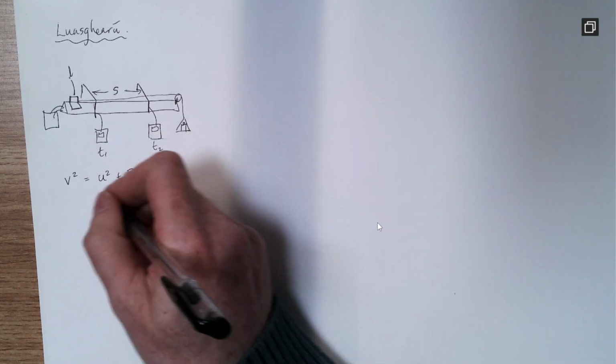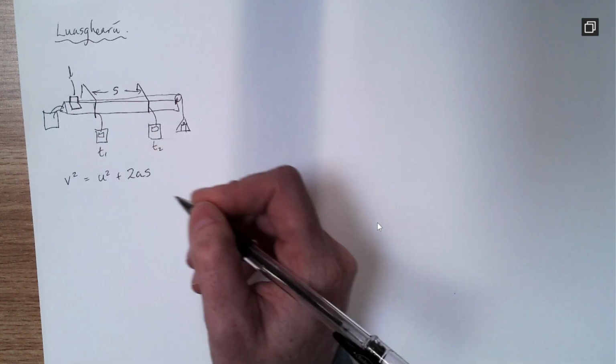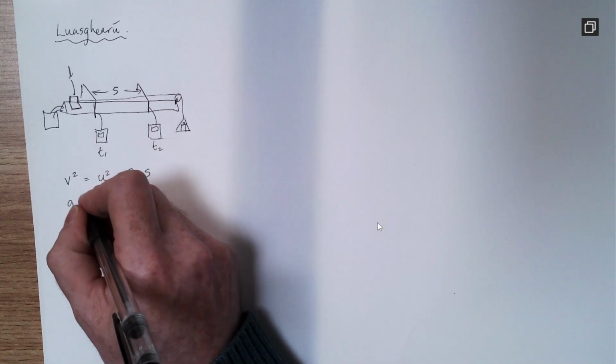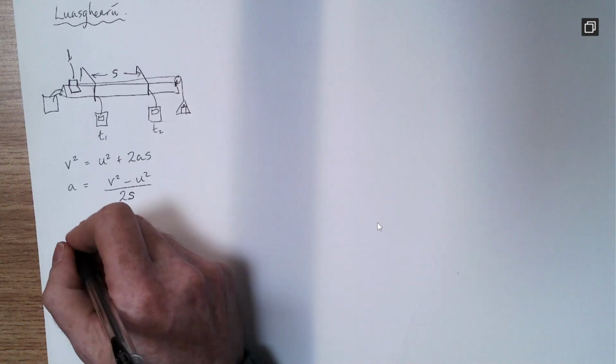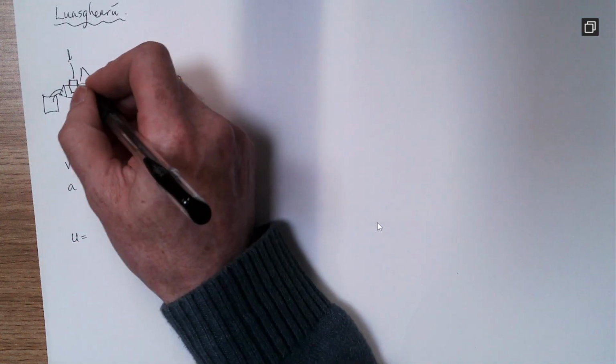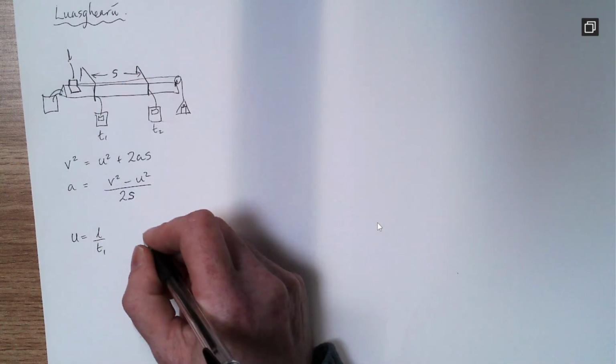Now we want to use this formula to find the acceleration, so rearrange the formula. So we want u squared, and s is there, so a equals v squared minus u squared over 2s. Now, u is the initial velocity and v is the final velocity. Each is the length of the card, distance over time. So L over t goes here, and for v, L over t goes here. So that's important.